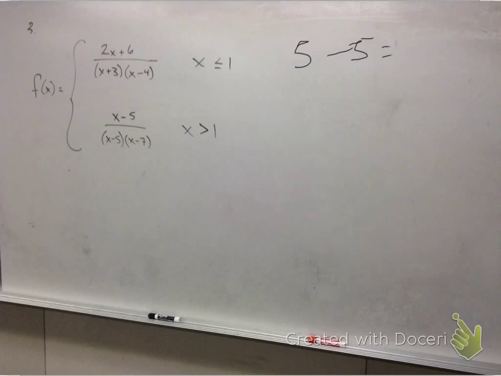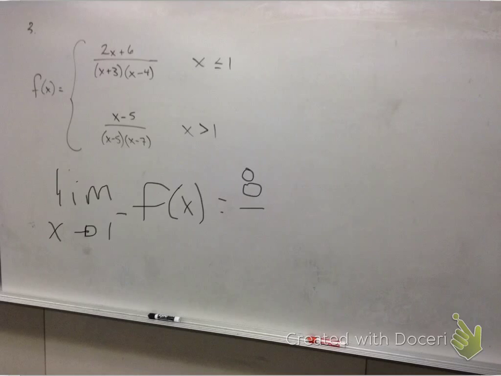So how do I determine if it's a jump or not? Well, I need to look at the limit as x approaches 1 from the left side and the limit as x approaches 1 from the right side. When I look at the limit as x approaches 1 from the left, I'm plugging 1 into the top piece. You can do this relatively quickly in your head. The numerator, 2 times 1 is 2, plus 6 gives me 8. In the denominator, 1 plus 3 is 4, 1 minus 4 is negative 3, 4 times negative 3 is negative 12. I don't care if you reduce it, that's the limit as x approaches 1 from the left.